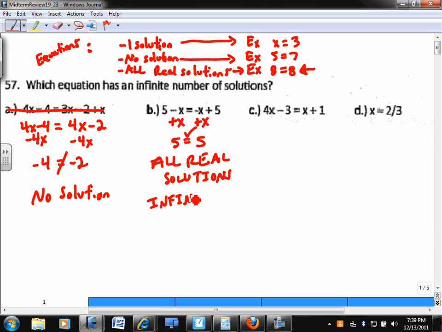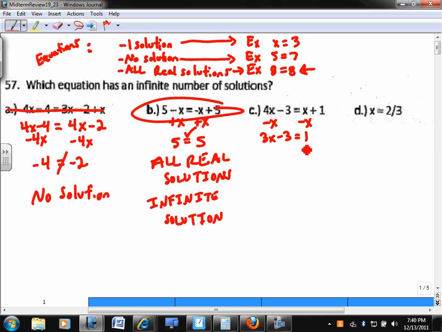Infinite solutions. All real solutions are infinite. There's an infinite number of real numbers. So B is definitely infinite. Let's see if there are any others that are. Okay, if we subtracted x from each side, we would have 3x minus 3 is equal to 1. Okay, let's add 3 to each side. 3x is equal to 4. Divide by 3, x equals 4/3. Nope, that's one solution. And then over here, x equals 2/3. We already know that's one solution. One solution, one solution. Those are not infinite.